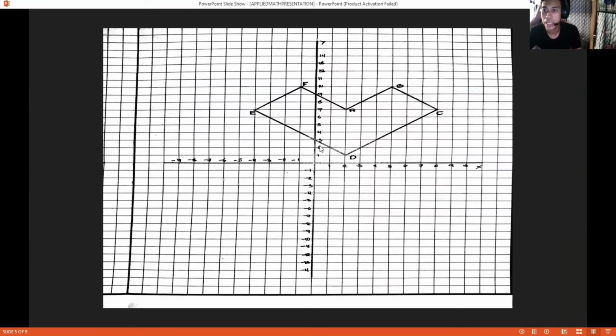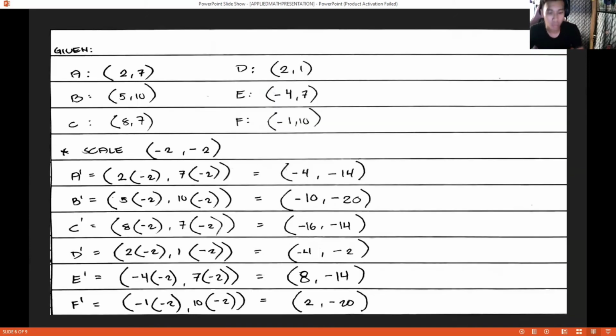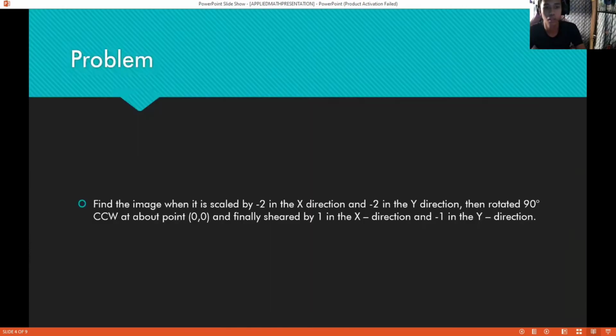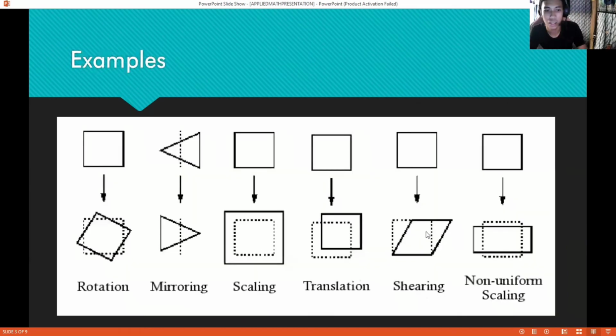I have here a pre-image we can solve. I created a problem for us to solve so that we can come up with a new object. This is the problem: find the image when it is scaled by -2 in the x direction and -2 in the y direction, then rotated 90 degrees counterclockwise about the point 0, 0, and finally sheared by 1 in the x and y direction.